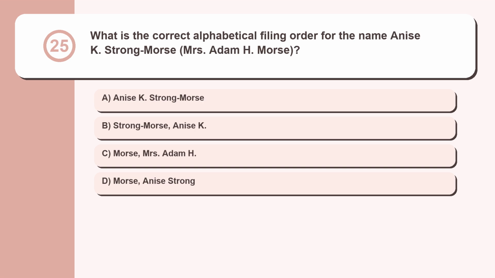Question 25. What is the correct alphabetical filing order for the name Annis K. Strong Morse, Mrs. Adam H. Morse? Here are your options. Option A. Annis K. Strong Morse. Option B. Strong Morse, Annis K. Option C. Morse, Mrs. Adam H. Option D. Morse, Annis Strong.